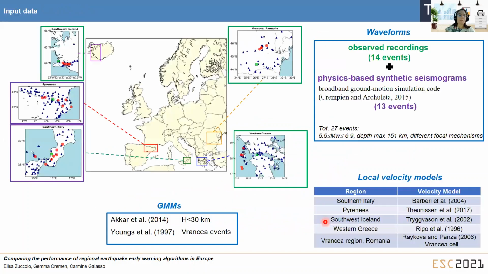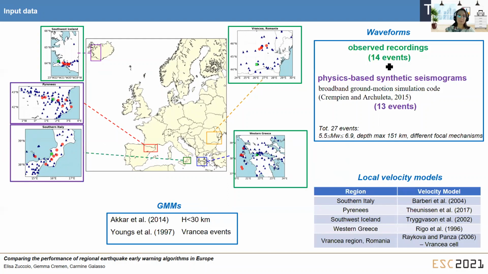We compared the PRESTo and VS in SeisComP for European conditions of seismicity and network configurations, considering 27 moderate to large events from 5 turnkey testbeds. 14 events are real events occurred in Iceland, France, and Western Greece, for which we processed observed recordings, while the remaining 13 events are earthquake scenarios in southern Italy and the Pyrenees, for which we computed and processed broadband physics-based synthetic seismograms. We considered local velocity models from the literature for both the computation of synthetic seismograms and the early warning algorithms.